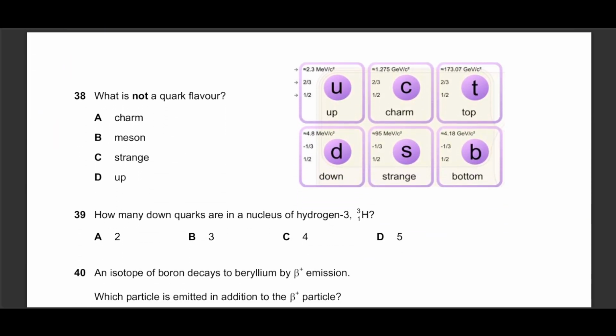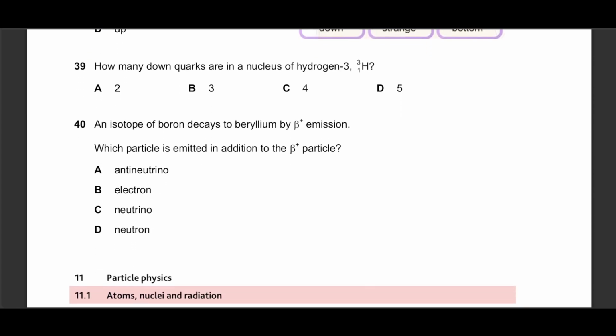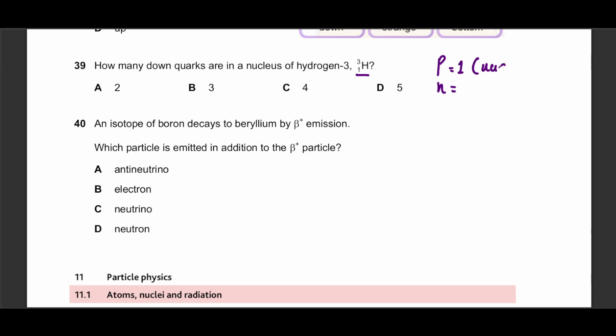Question number 38, which is not a quark flavor? You can see these are the quarks that are in your syllabus, that are in your course. Which one do you think is not one of them? It's a meson. How many quarks are there in the nucleus of hydrogen 3-1? So first we have protons and neutrons. We have one proton in this hydrogen, which is made of up, up, down. And we have two neutrons, which are made of up, down, down. So 1 plus 1 into 2 becomes 4, plus 1 becomes 5. We're going to have 5 down quarks.